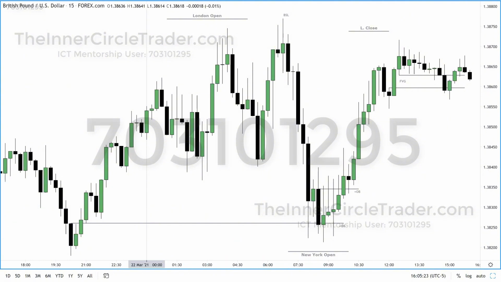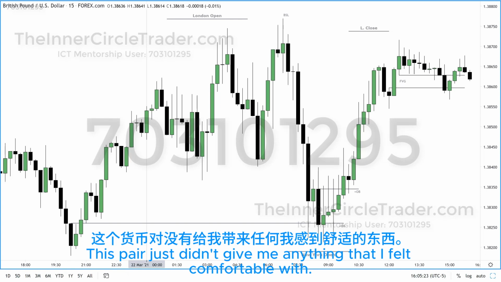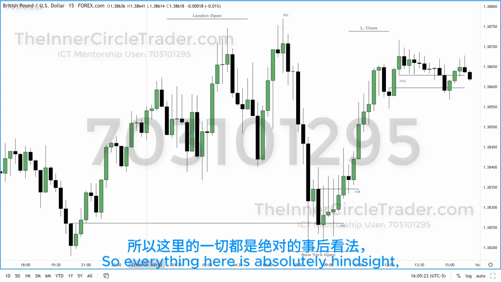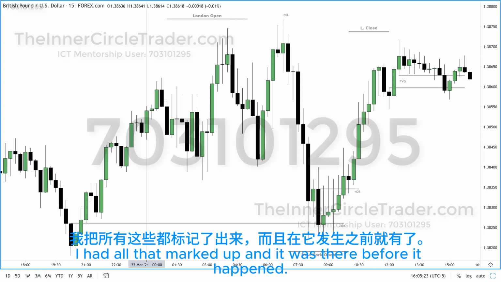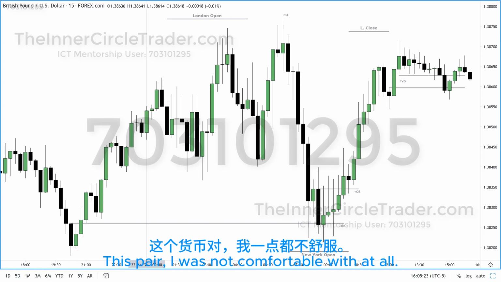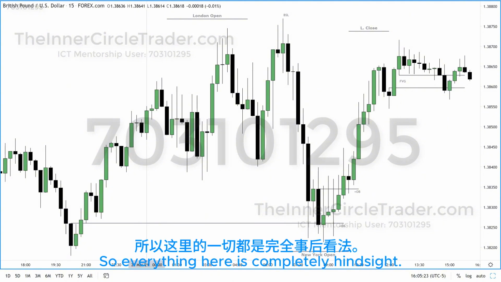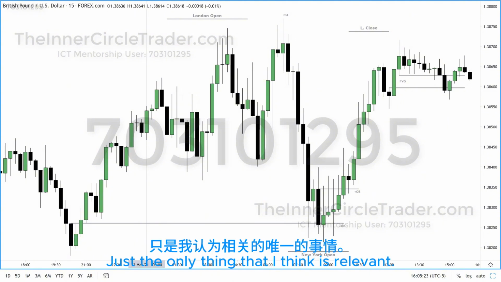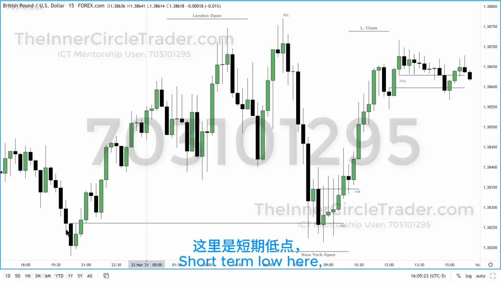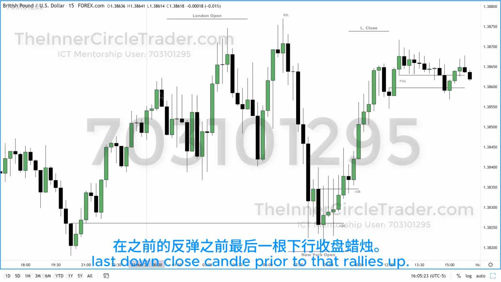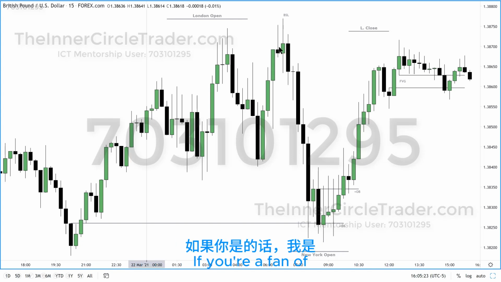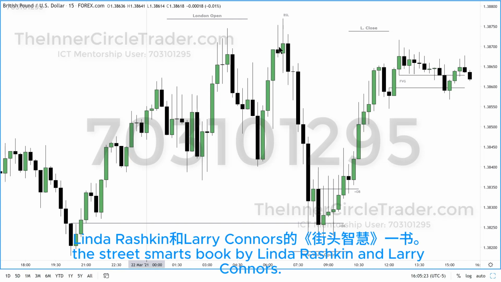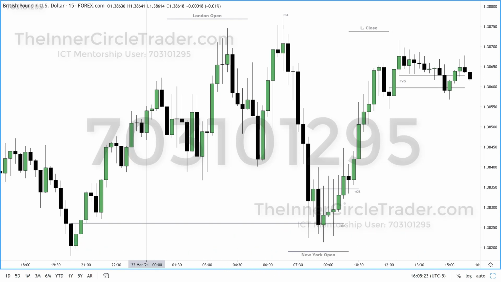All right, here's the British pound, the 15-minute time frame. This pair just didn't give me anything that I felt comfortable with, so everything here is absolutely hindsight, whereas everything in the Euro dollar, I had all that marked up and it was there before it happened. This pair I was not comfortable with at all, so everything here is completely hindsight. The only thing that I think is relevant: short-term low here, last down close candle prior to that, rallies up, creates a 3 drives pattern or 3 Indians pattern if you're a fan of the Street Smarts book by Linda Raschke and Larry Connors.